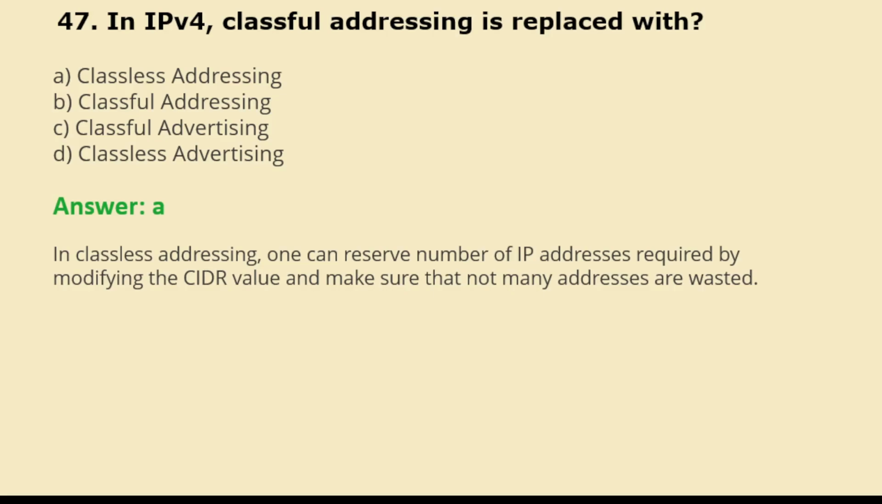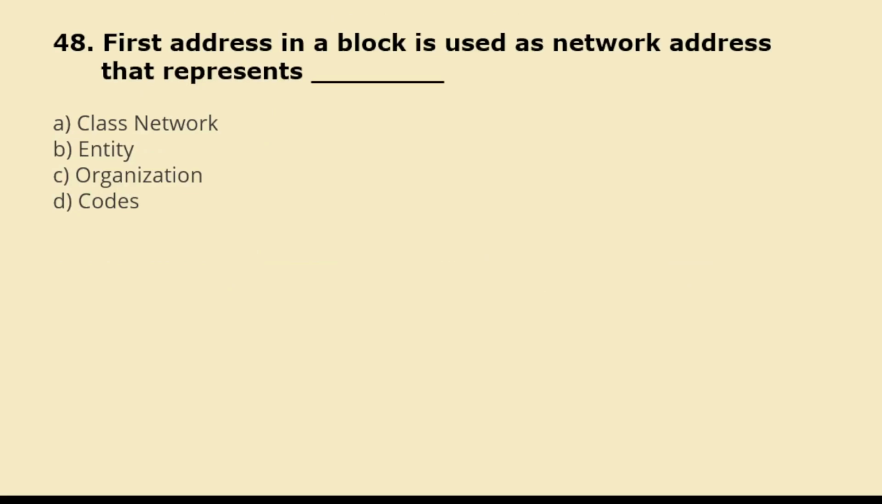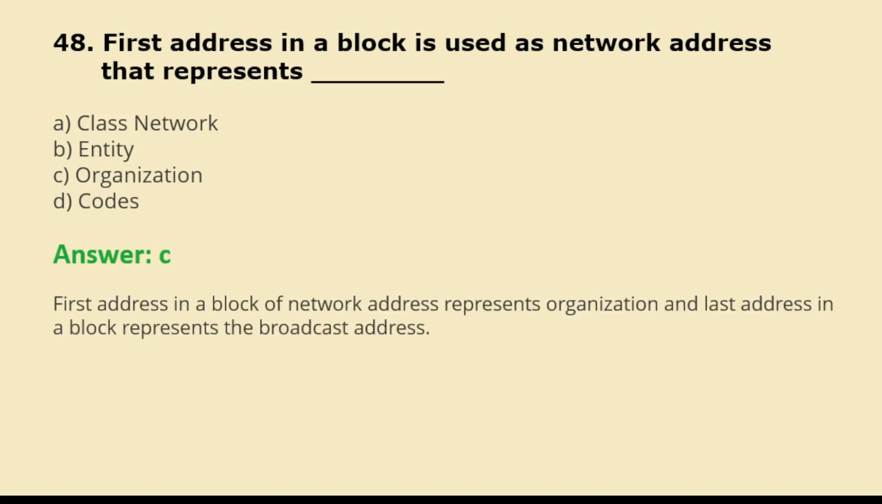Question 48. First address in a block is used as a network address that represents A. Class network, B. Entity, C. Organization, D. Codes. Correct answer is C. Organization. First address in a block of a network address represents organization and last address in a block represents the broadcast address.